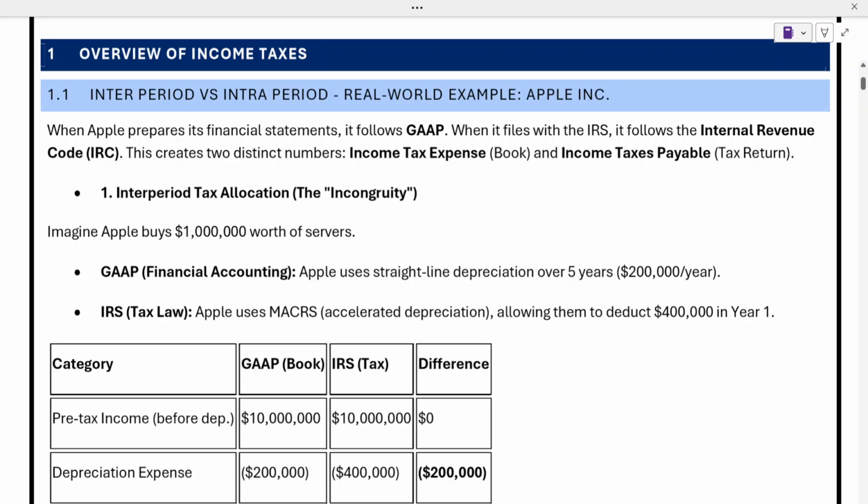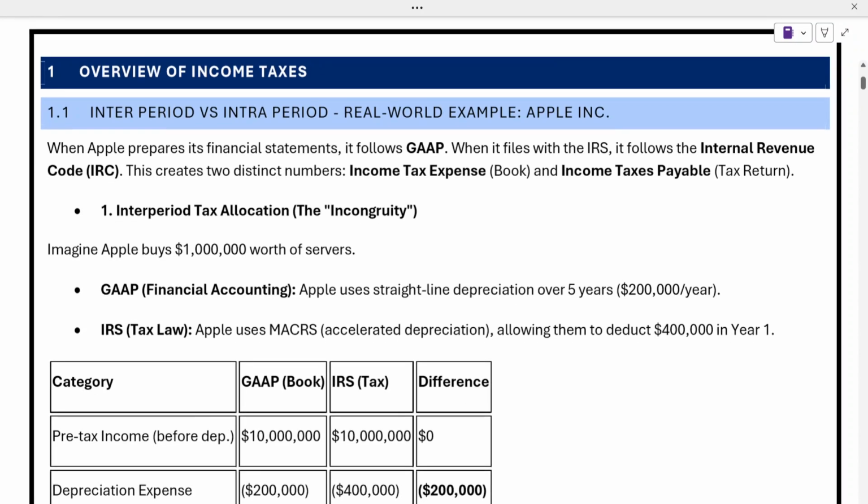Okay, so now let's try to understand this chapter on income taxes, wherein the first concept is what our inter-period and intra-period income taxes are. So let's take the example of a real world company, where Apple prepares its financial statements following the GAAP rules. When it files with the IRS, it follows the Internal Revenue Code. So basically what happens in the US, or in other countries as well, is that when the financials are prepared, they follow the Companies Act or generally accepted accounting principles.